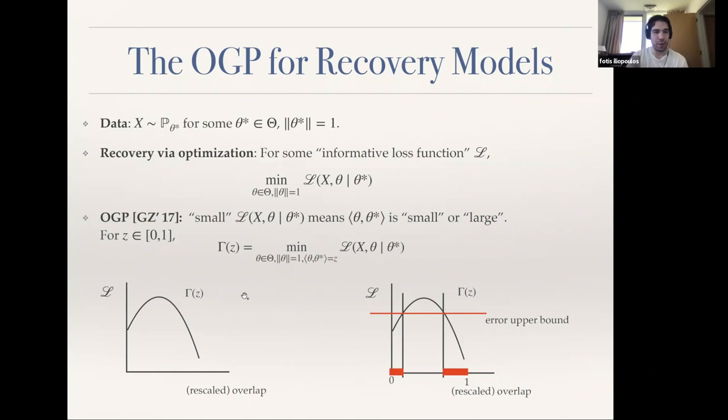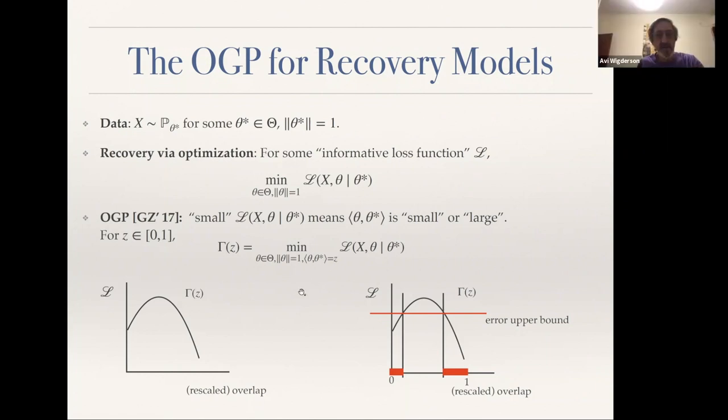To give you a better flavor for what the overlap gap property is, although we will see a formal definition later in the talk, it will be helpful for me to define this function gamma of zeta, which is defined as follows. It is the value of the minimization problem that we care about when we restrict ourselves to vectors that have overlap exactly zeta with our hidden vector. So gamma of zeta is the best value we can get for our loss function when we minimize over the space where all the vectors are k-sparse, have this norm property, and have overlap exactly zeta with our hidden vector.